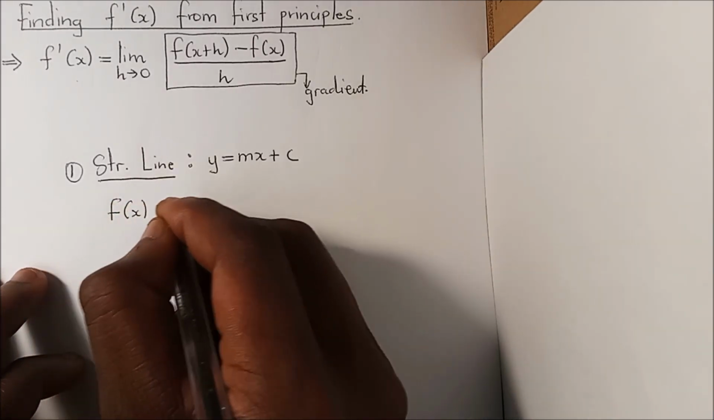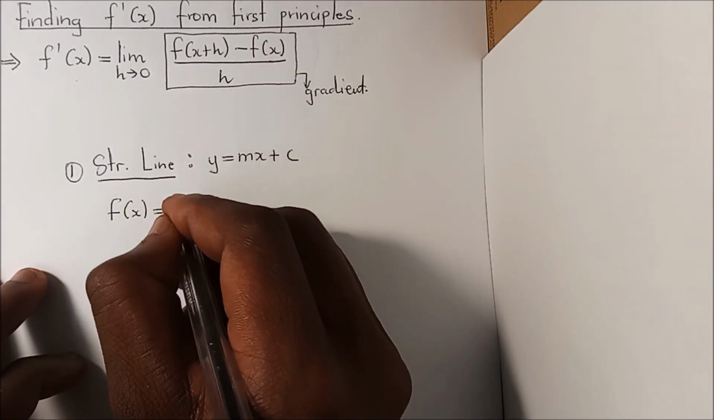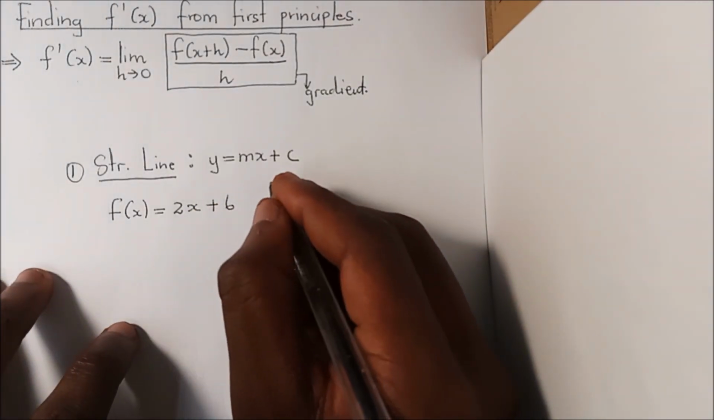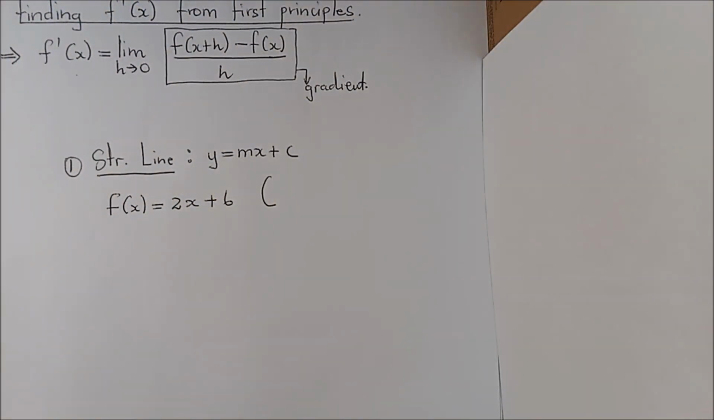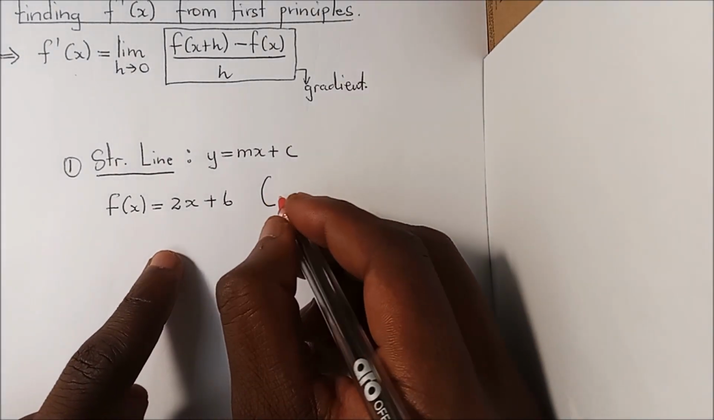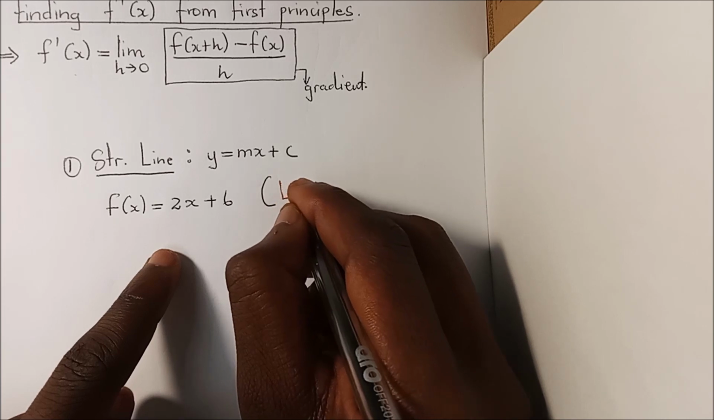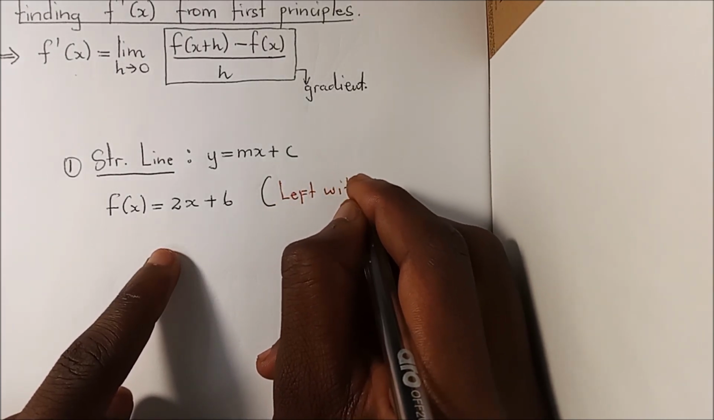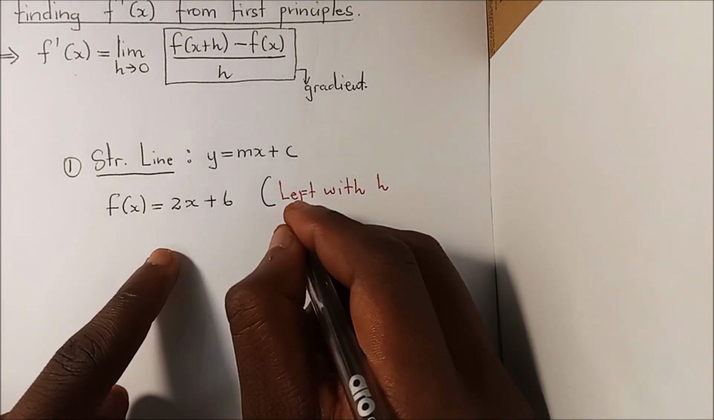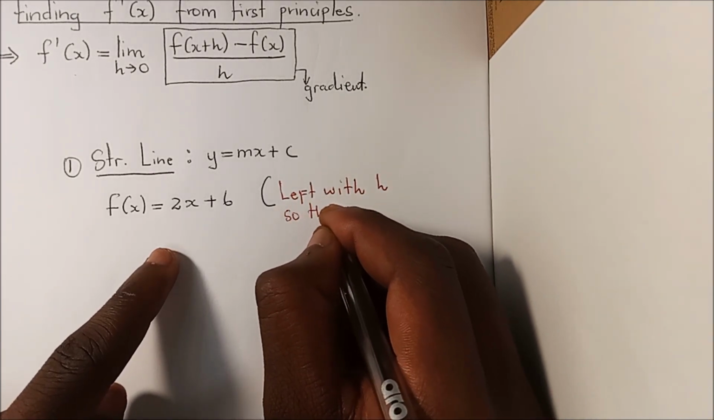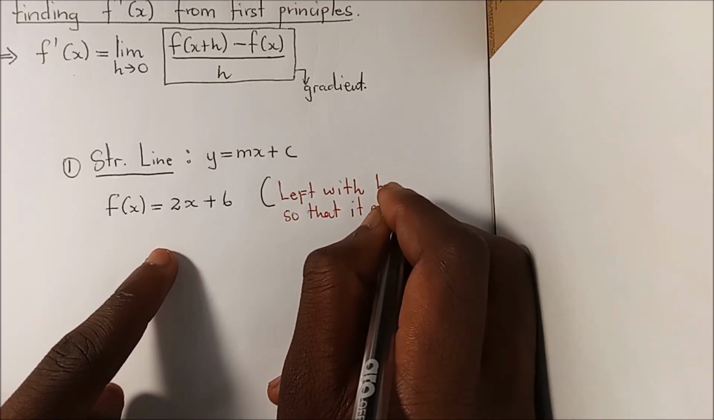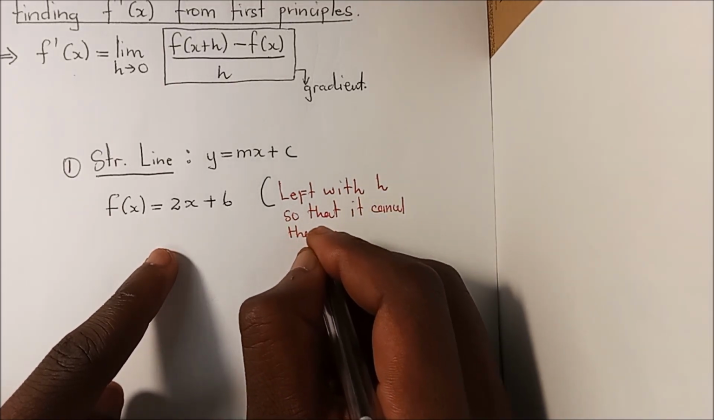Suppose we have f of x equals 2x plus 6. In bracket here, I'll write it using a different pen. In bracket, my point is we must be left with h so that it cancels the one in the formula.